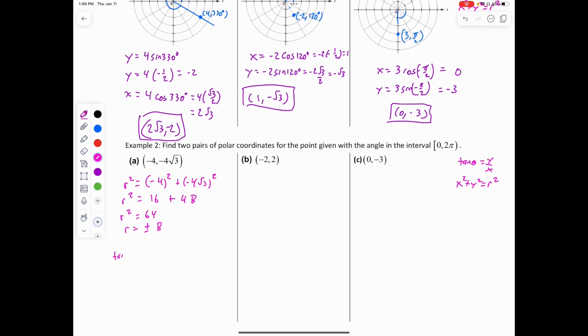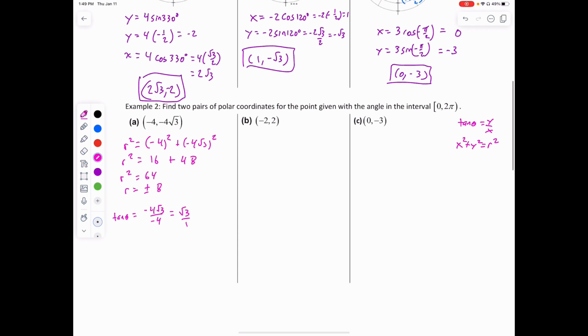Well, I know the tangent of theta is going to be equal to the y over the x. So that's negative 4 radical 3 over negative 4, which is just radical 3. So in other words, tangent of theta is equal to radical 3 over 1. I can sketch a quick picture of this. When is tangent equal to negative over a negative? Well, that's specifically going to be down here in the third quadrant. So that's going to happen down here where I've got a triangle of negative 1, negative radical 3.